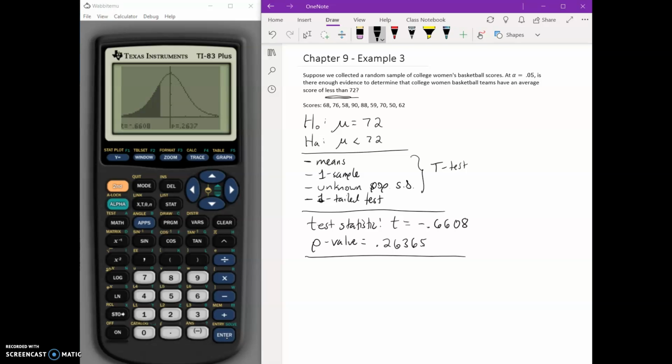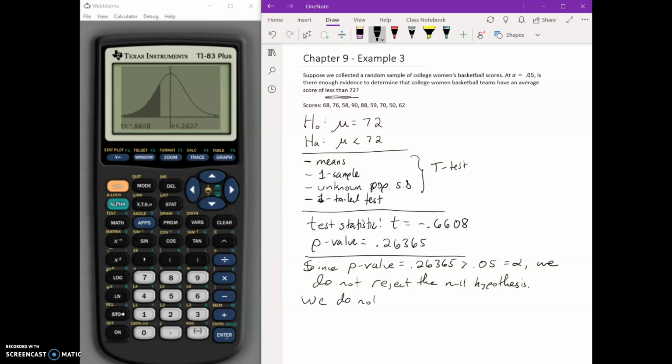So now we can write down our conclusion. Our conclusion in this case is that since our p-value is equal to 0.26365, which is very clearly larger than 0.05, which is our alpha, we do not reject the null hypothesis. We do not reject the null hypothesis.